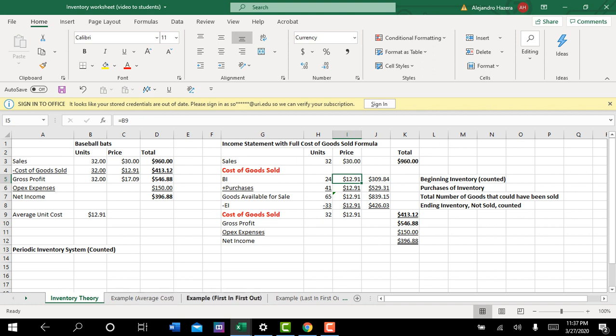Some of you who've been in business, or you read the text, you're going to be reading about first in, first out, and last in, first out. And I'm going to emphasize in this chapter just the basics of inventory, because if you know the basics, everything else is kind of an extension of that. Okay, so let's start with the first example, average cost.